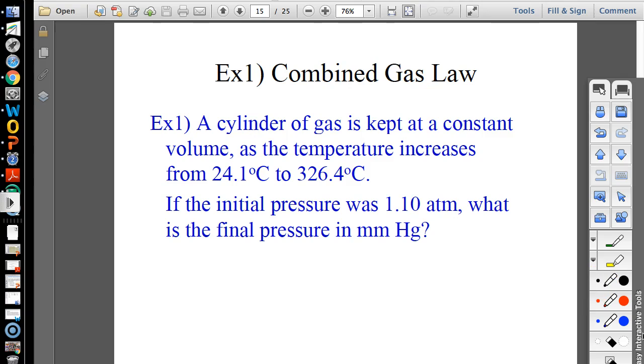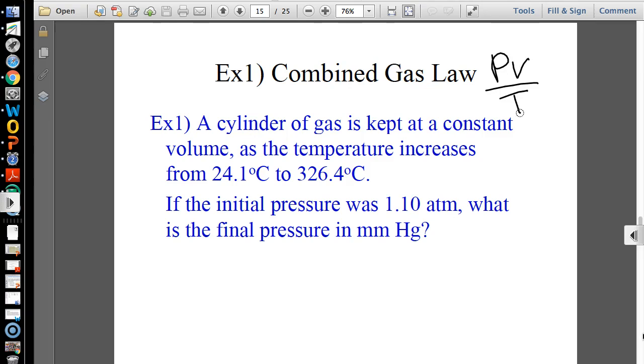So the combined gas law problems are all going to be PV over T, the pave the track. Okay? I'm kind of sad that one's going off the side of the page. Go ahead and write down your formula though, and I'll just scooch this over. So PV over T equals PV over T. This is my first set of conditions and my second set of conditions.